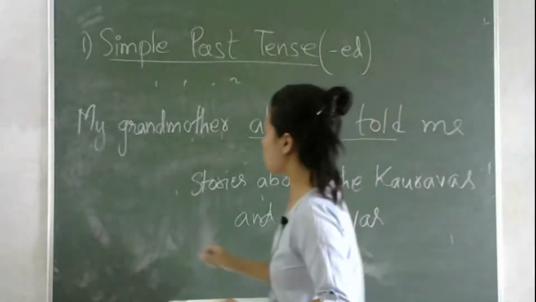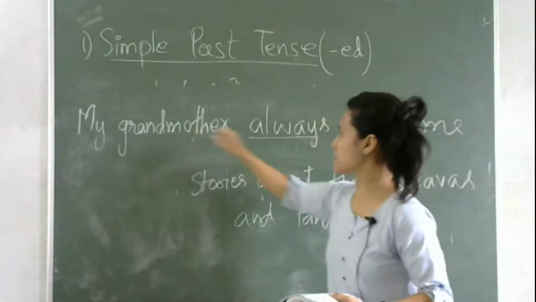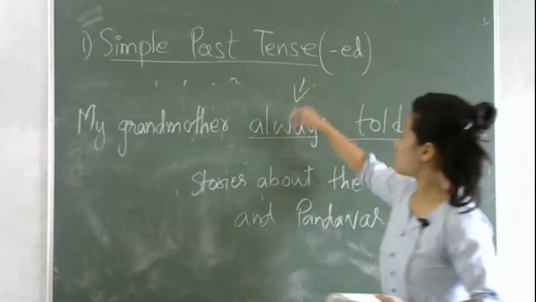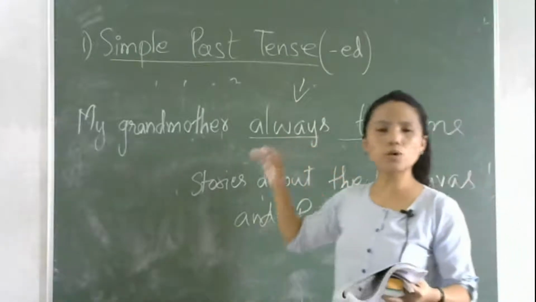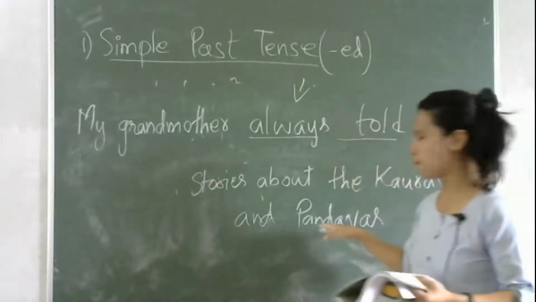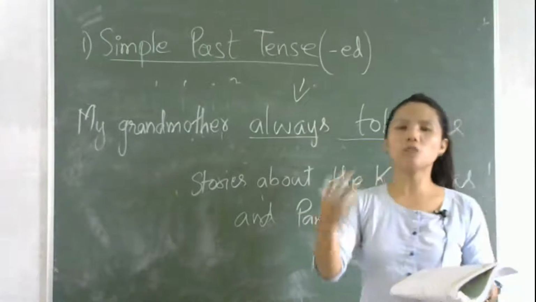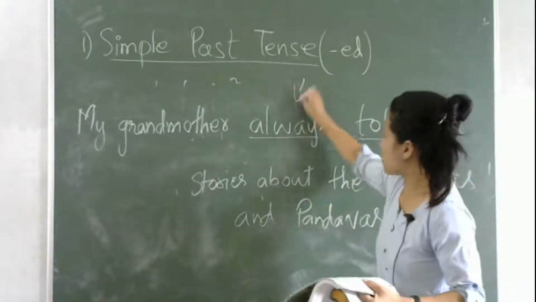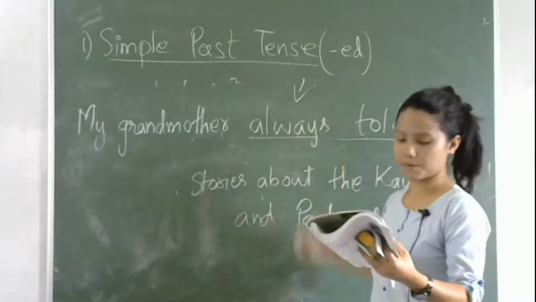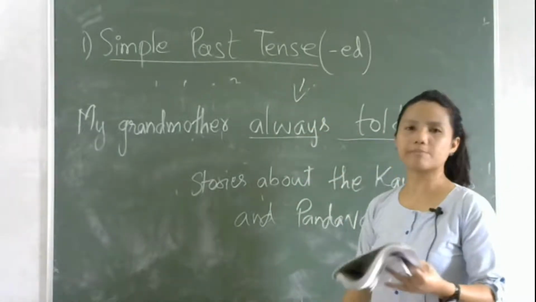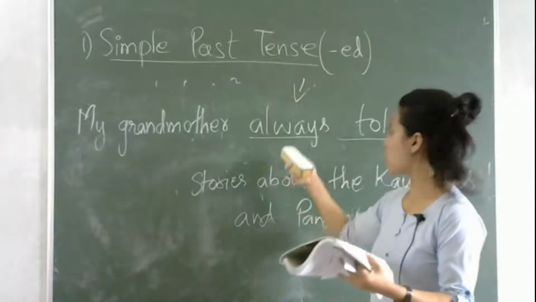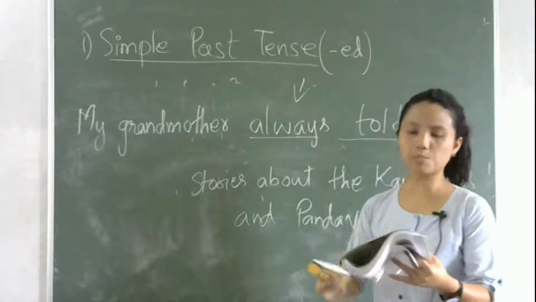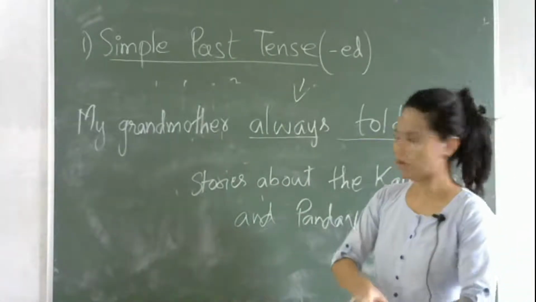Okay, so who used to tell the story? My grandmother. Your grandmother. So this is a habit. Your grandmother may have told you the story about Kauravas and Pandavas not once, maybe twice, thrice, or many times. So always is used here for a habit, which is repeated many times. That is a past habit as given in your book.